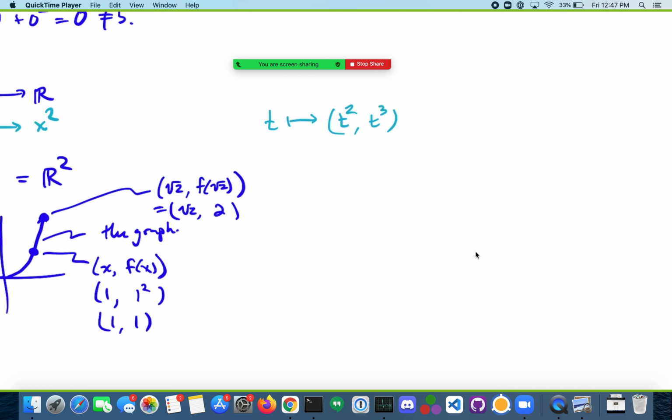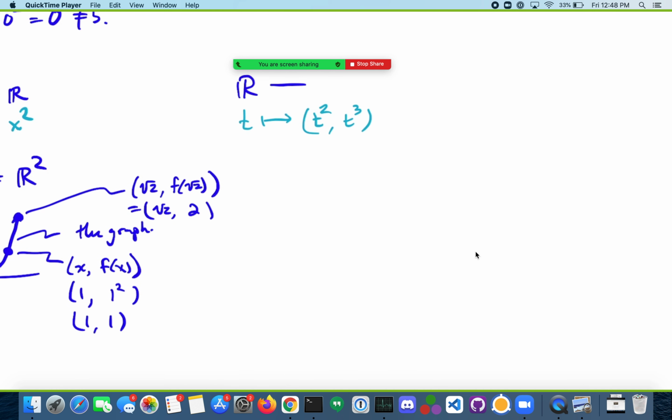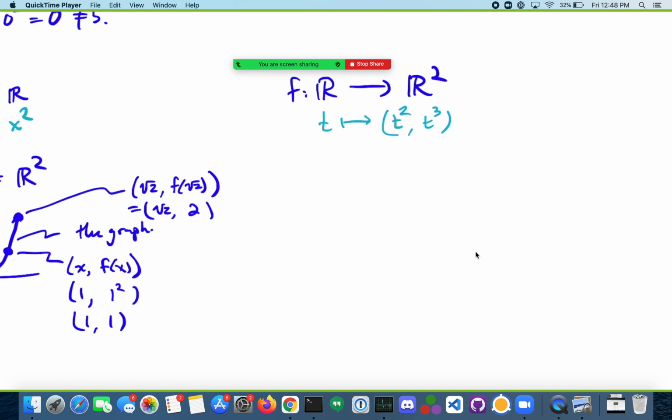Another example. So t maps to two numbers, t squared and t to the third. Let's call that f. We seem to always call our maps by the name f, but we can call them other things. Okay, well, let's call it g. Or let's call it Alex.